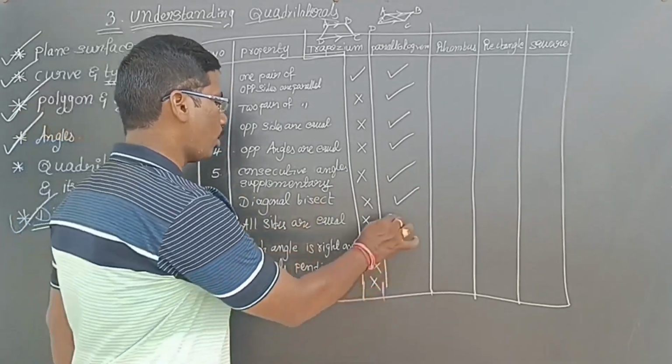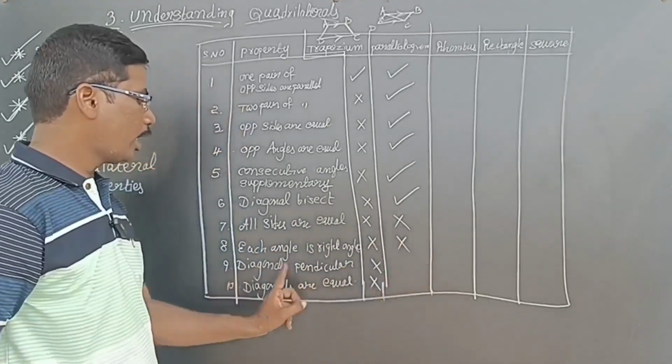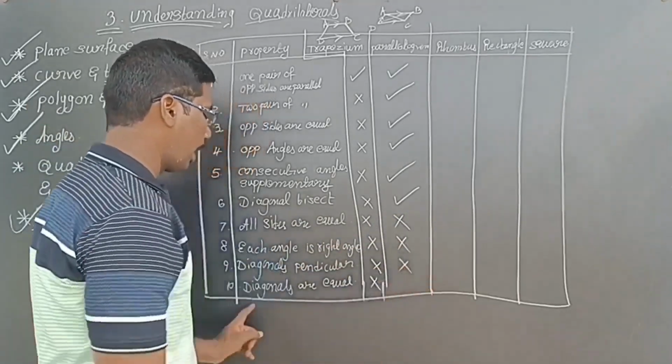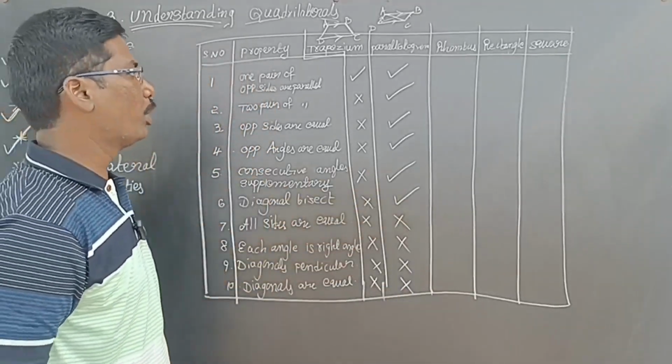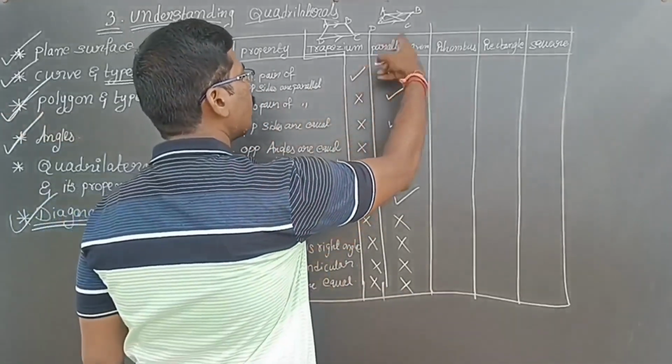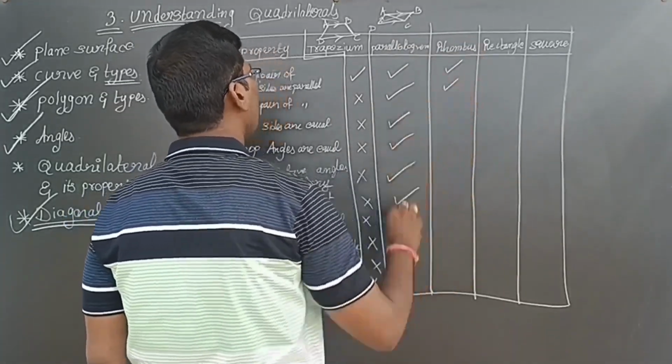Next, all sides are equal. It's wrong. Each angle is right angle. It's wrong. Diagonals perpendicular to each other. It's wrong. Diagonals are equal. It's also wrong. So up to here, it is correct. Next, rhombus. If it is satisfying, so rhombus also opposite pairs equal.